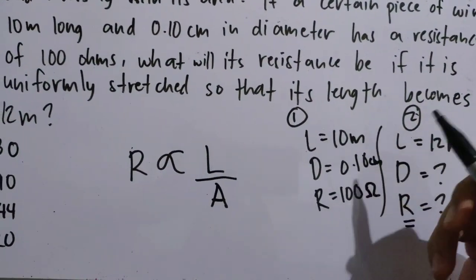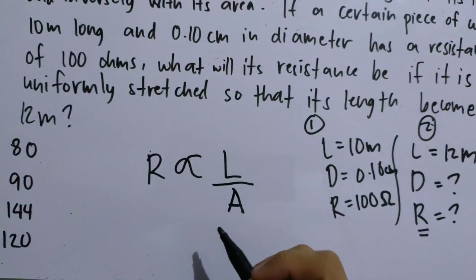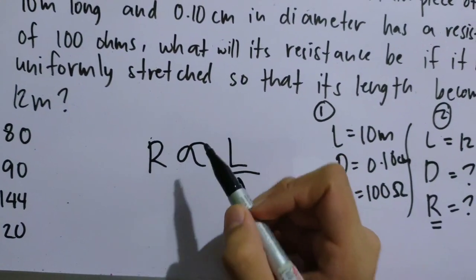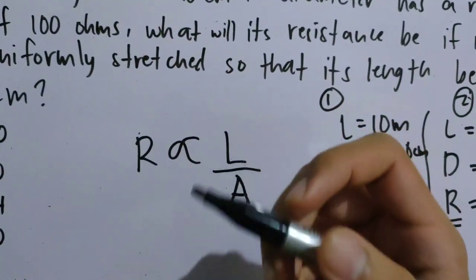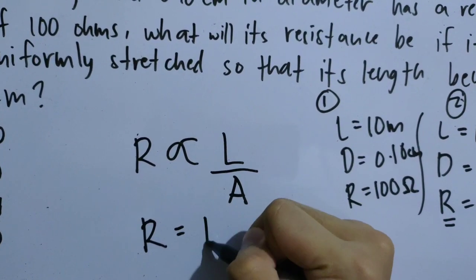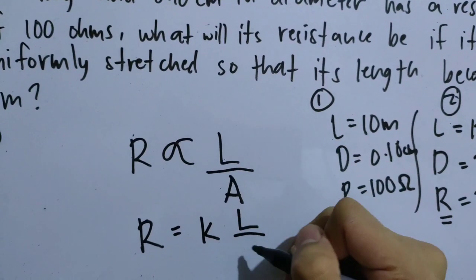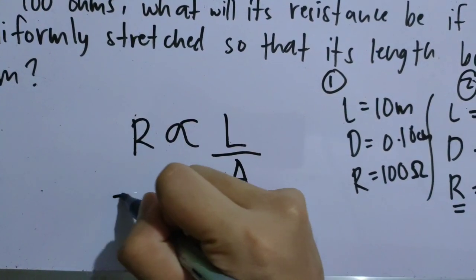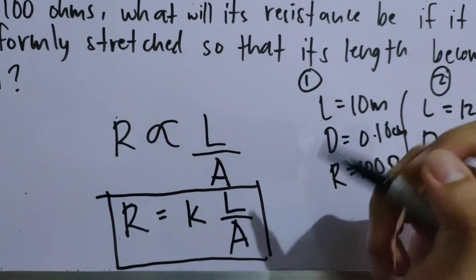So, una, gumawa muna tayo ng equation using this proportionality relationship. Kapag directly proportional na ganyan, para magkaroon ka ng equation at maging equals to, lagyan mo siya ng proportionality constant. So, sabihin na natin yung constant natin ay k. Maglagay tayo ng k times yung dalawang variables. So, ito na nga yung equation natin. Ito yung gagamitin natin para i-solve yung problem natin.